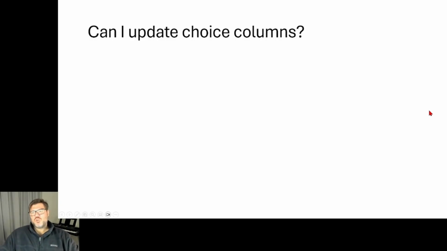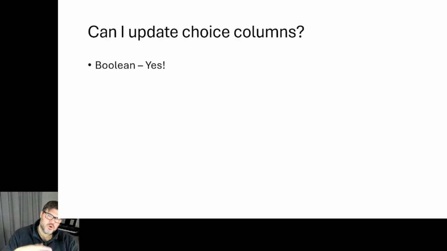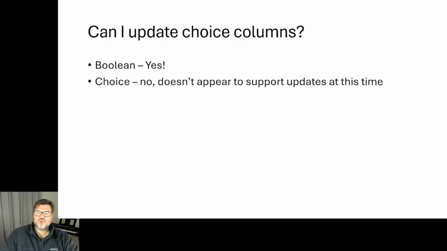Can I update choice columns? This was a fantastic question because it made me think and it got me hands-on in the platform. Here's what I can tell you. Boolean columns can be updated by Dataverse MCP. So you can go in and say, find this record and update this Boolean field from no to yes or yes to no, something like that. It can absolutely do that. True choice columns, though, are more interesting. TLDR, it doesn't appear to support this at this time.